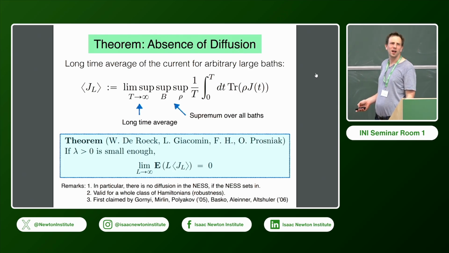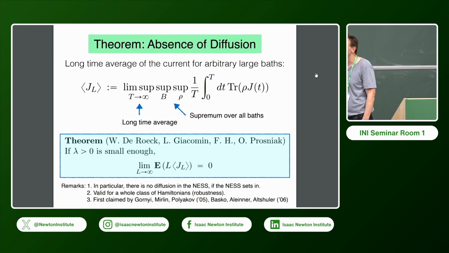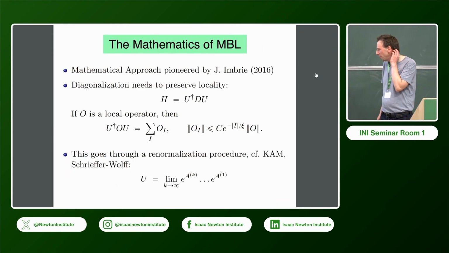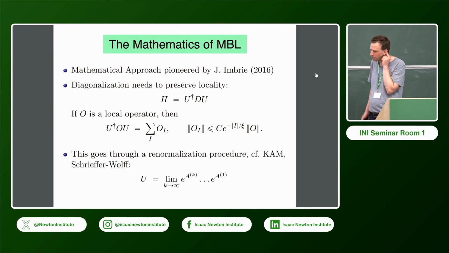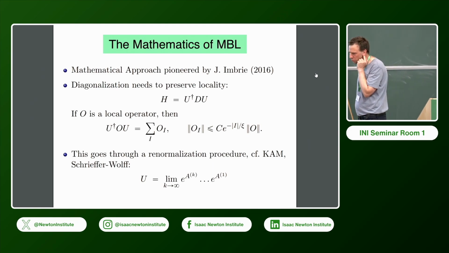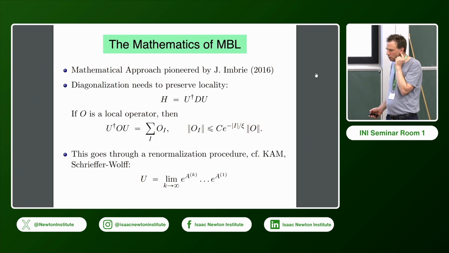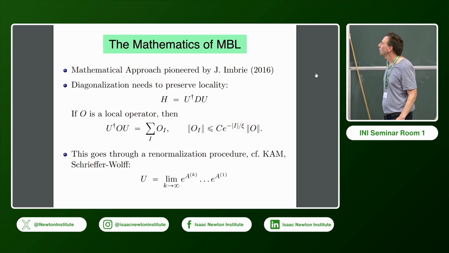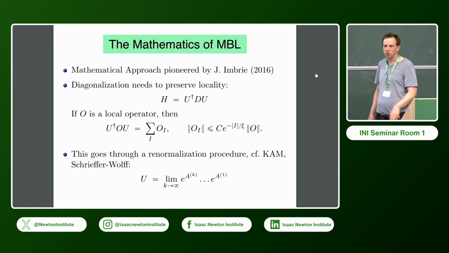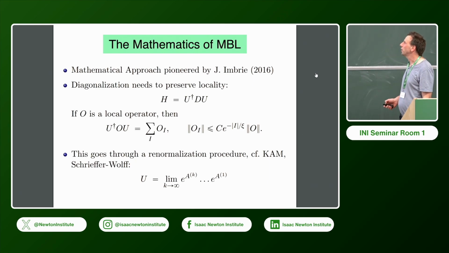Okay, so I think I still have something like 15 minutes or so. I'd like to explain a little bit the strategy of proof of this theorem. We have been following a mathematical approach that has been created by John Imbrie. He wrote two very, very nice papers in 2016. He is a mathematician, right? But the papers are not completely mathematical, right? There are all sorts of issues with them, but it's a very interesting strategy.